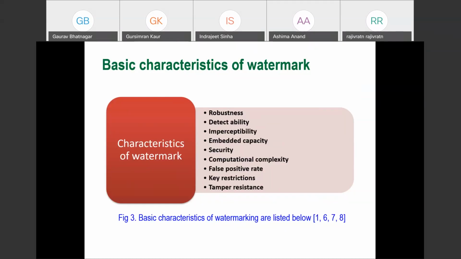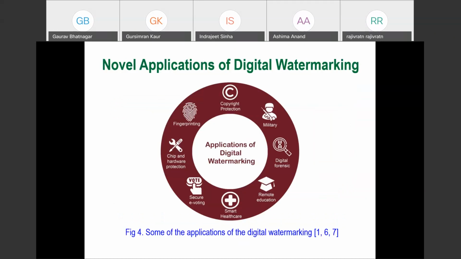So apart from smart healthcare applications, watermarking is currently being used in many other applications. Due to the lack of resources in rural areas, distance education is widely opted. Watermarking helps in authenticating the study material which is transmitted over the network. It is also helpful in securing the e-voting system, which could be helpful in COVID-19 times. Apart from these applications, it is helpful in providing copyright protection in the military area, digital forensics, chip and hardware protection, and fingerprinting.